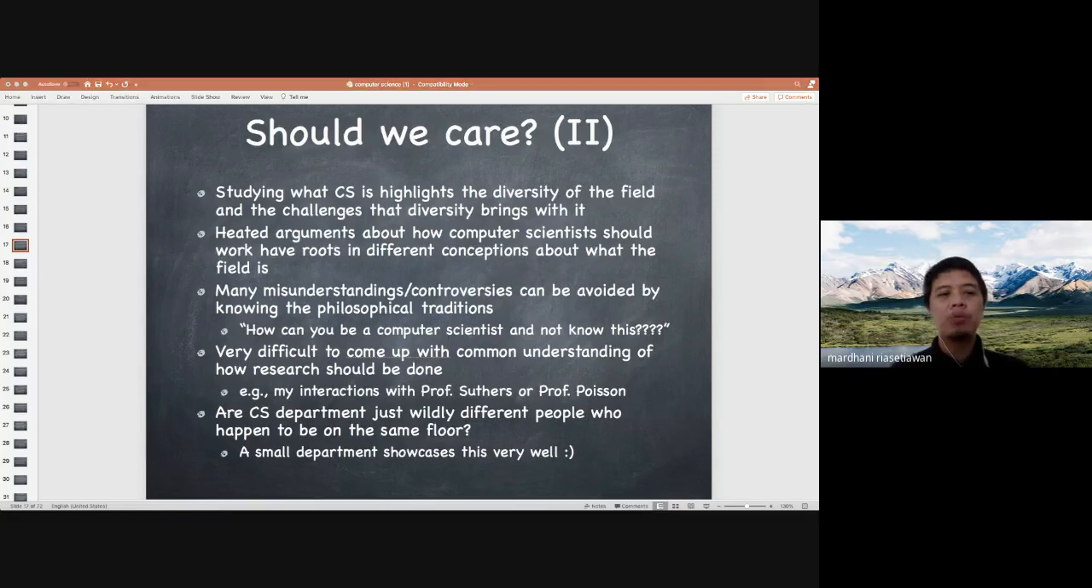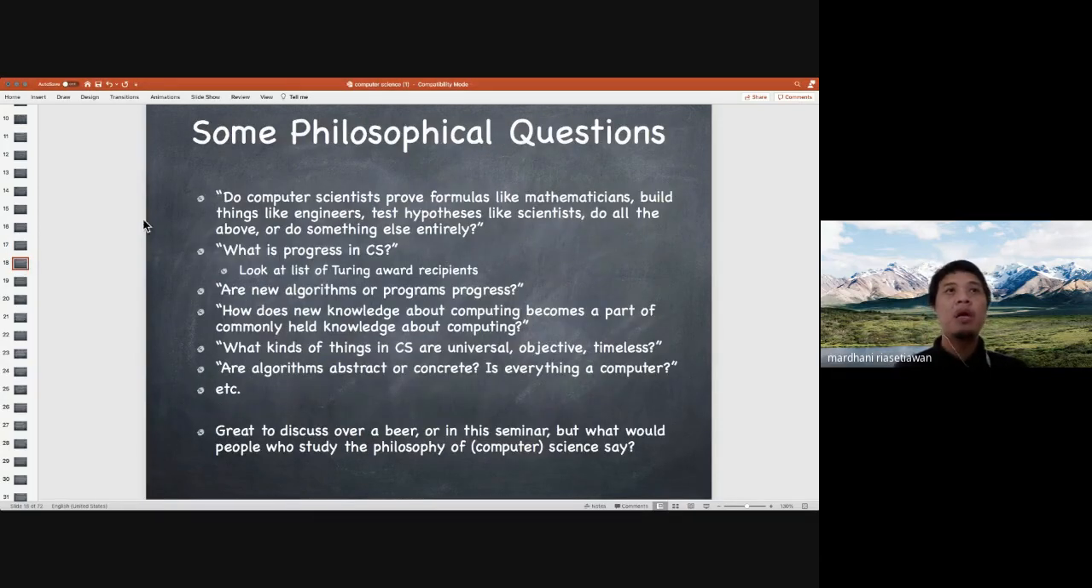That will be very important, and otherwise it will be very difficult to come up with a common understanding of how research should be done. That will also be our discussion. In our computer science department, we also have the same problem. We have lecturers from many backgrounds and interests, on the same floor, having discussions, so there will be a lot of differences. Some philosophical questions will occur when we have this problem.